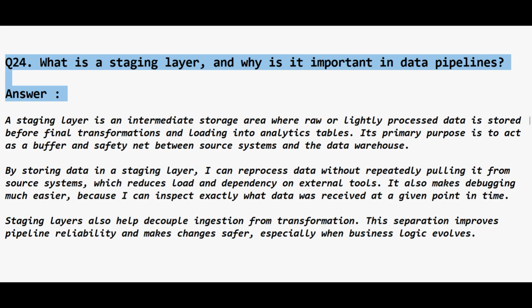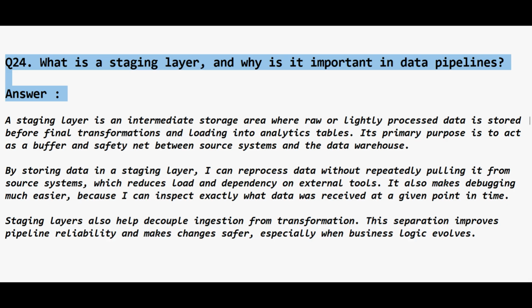Question 24. What is a staging layer, and why is it important in data pipelines? Answer. A staging layer is an intermediate storage area where raw or lightly processed data is stored before final transformations and loading into analytics tables. Its primary purpose is to act as a buffer and safety net between source systems and the data warehouse.